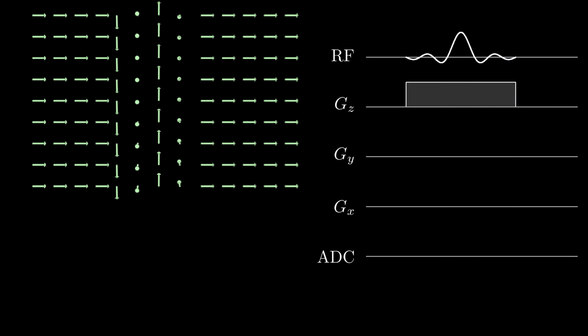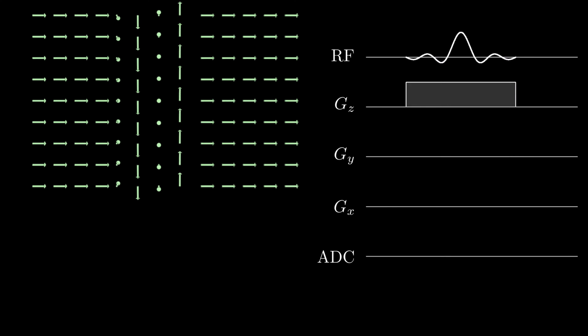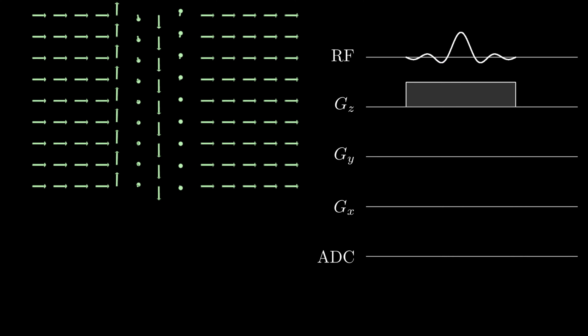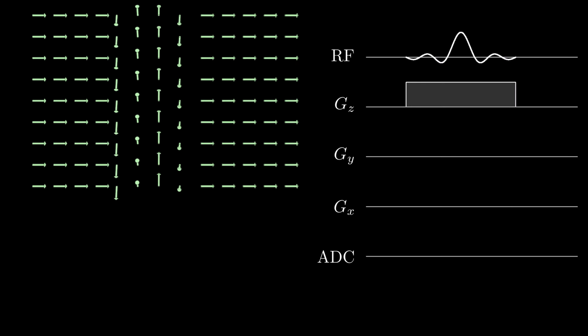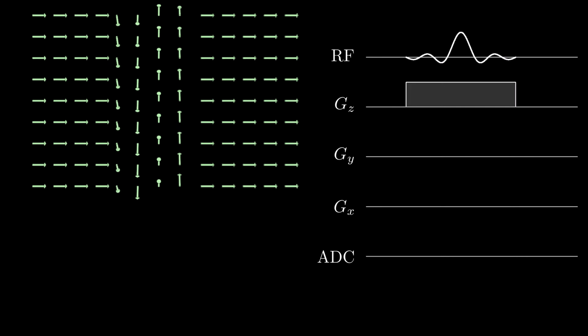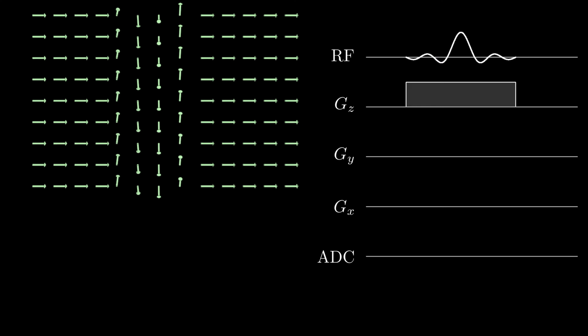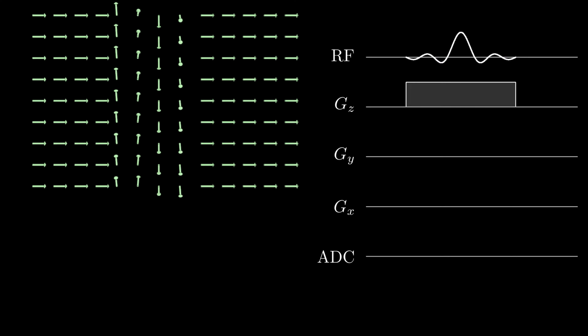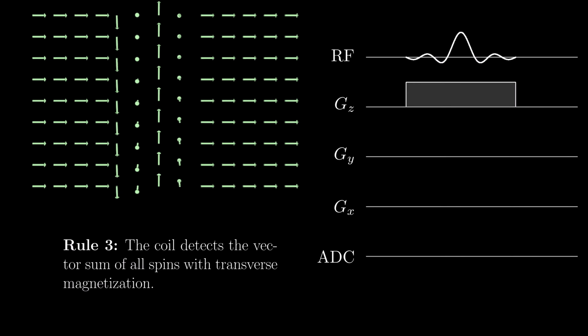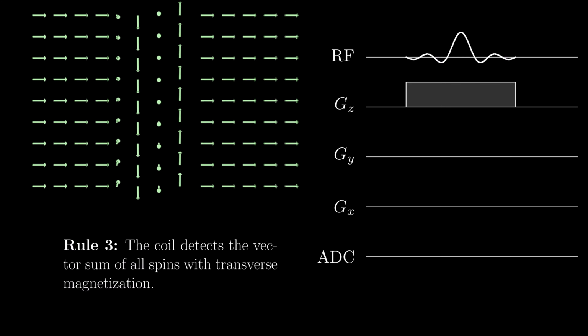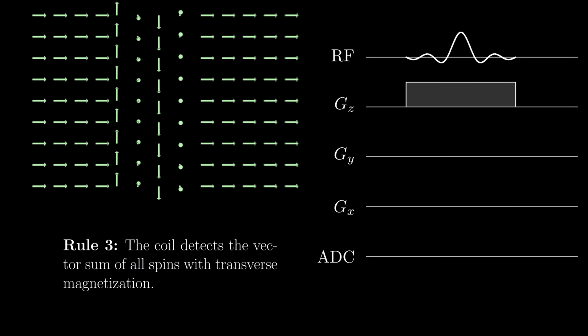Neat! Spins at the exact location we wanted with the precise slice thickness we wanted have been knocked into the transverse plane of the magnetic field. Except, do you see any problems here? Yeah, they're all out of phase with each other, all pointing in different directions. Remember, Rule 3 says that the signal we detect is the vector sum of all the excited spins. So this is a problem, because now their vector sum is nearly 0.